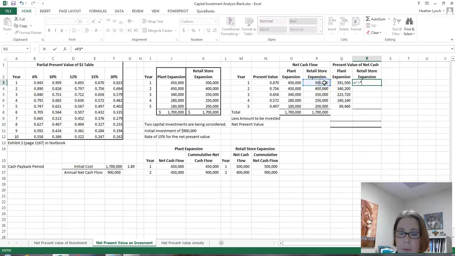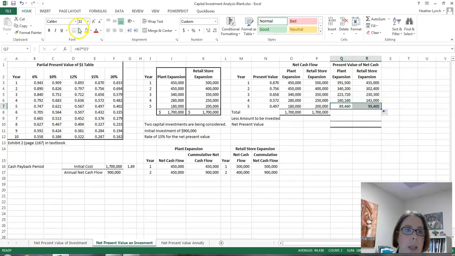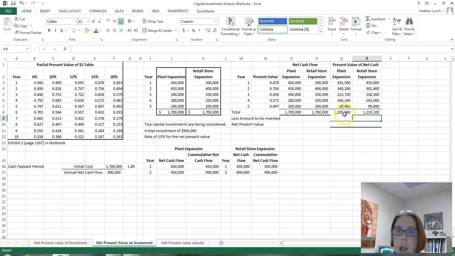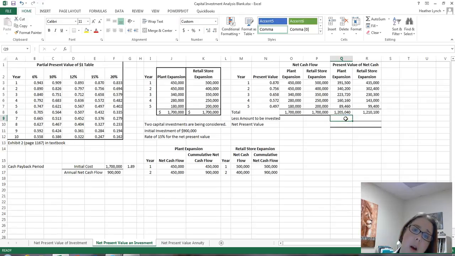Same with the retail. We have to compare apples to apples, so we multiply it times the present value. So then copy that down. Okay, let's add those up. Let's add the retail. So far, the total is $1,205,040 for the plant, $1,210,100 for the retail. But we need to subtract off our amount to be invested, and both of them was $900,000.